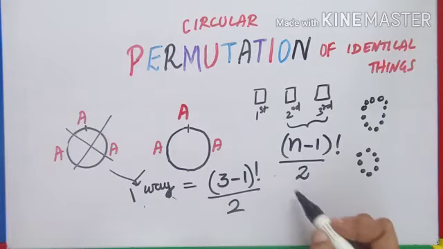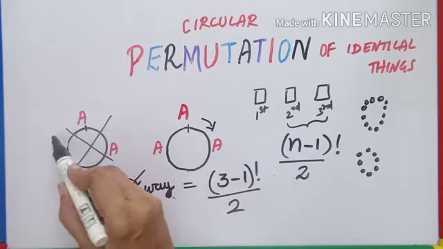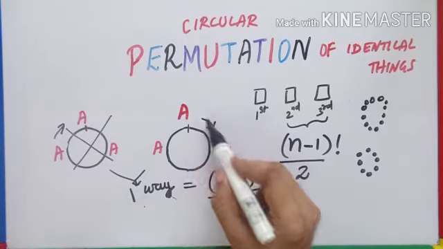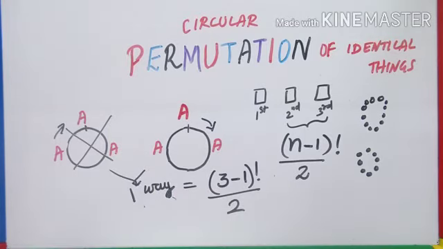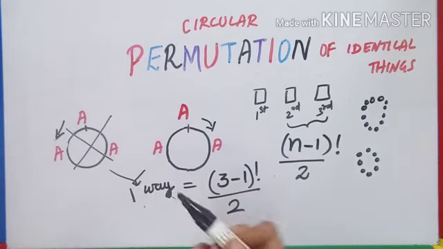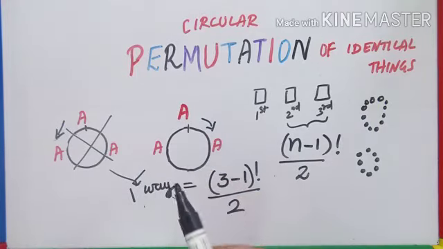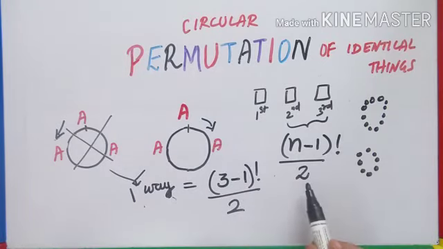Why do I divide by 2? Whether it is clockwise direction or anti-clockwise direction, it looks the same. Whether I go in this way or I go in this way, they are going to be one and the same. So clockwise, anti-clockwise, we cannot differentiate. So whenever they are identical, remember the formula n minus 1 factorial by 2.